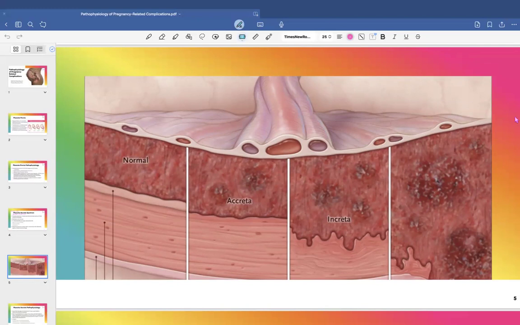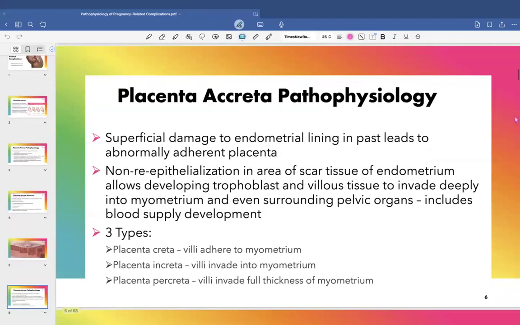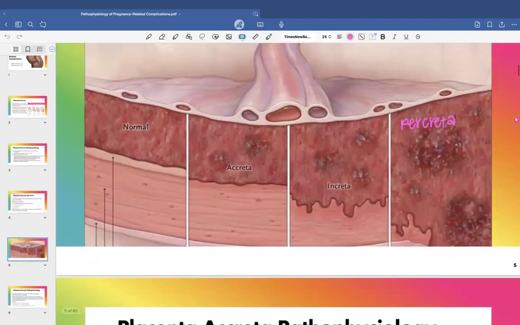Accreta is when the villi adhere to the myometrium. So they go below that decidua layer in that basalis where all the blood vessels are. They go below that, and actually the villi, those anchoring villi, adhere to the muscle of the uterus itself. Increta is when it involves into the myometrium, and then percreta is the whole thickness of the myometrium. So I'm going to go back to the pictures there. So it goes from normal to accreta to increta, and then percreta is where it permeates through.